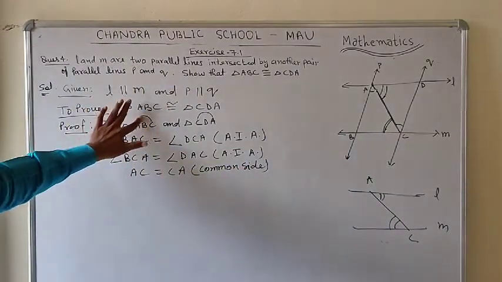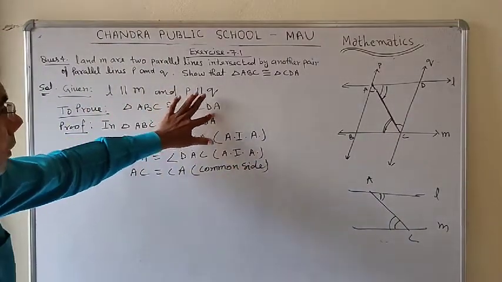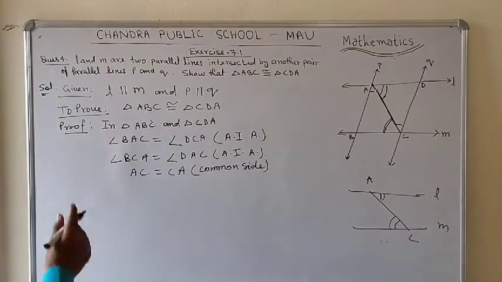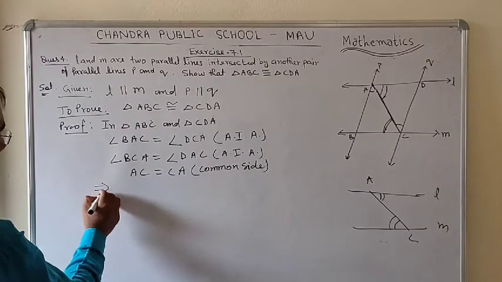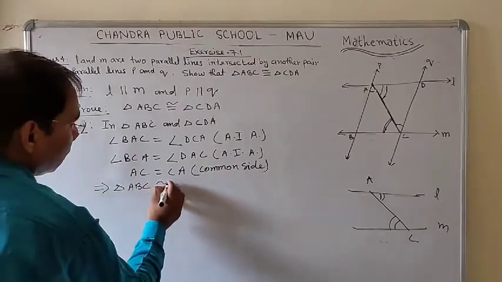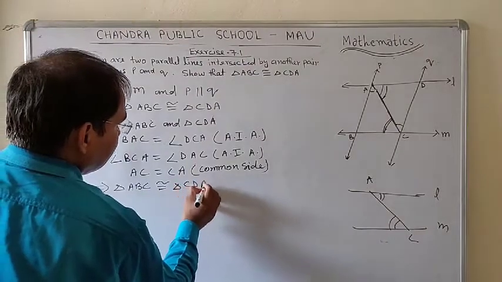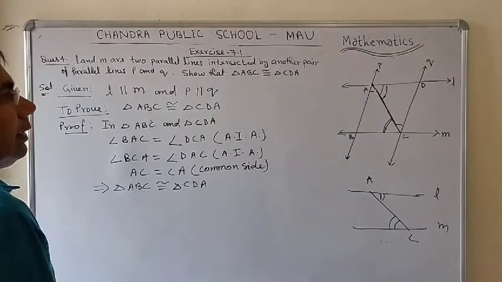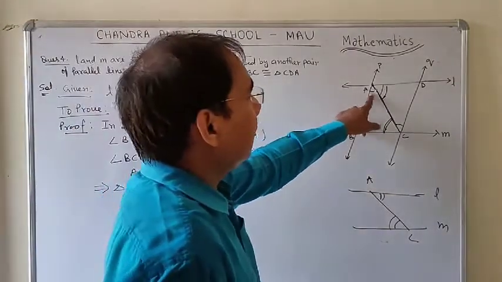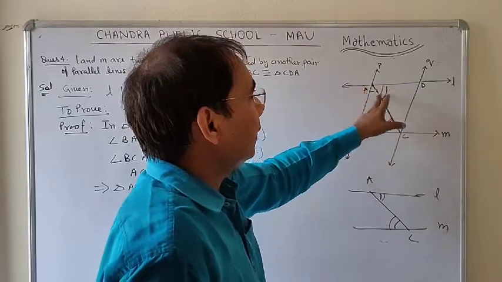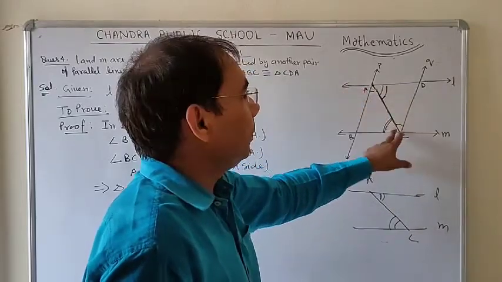So here you got three values, two angles and one side. It shows that triangle ABC is congruent to triangle CDA. Triangle ABC congruent to triangle CDA. Which criteria is going to be followed? ASA. Here the two angles are included on the side which is going to be equal.